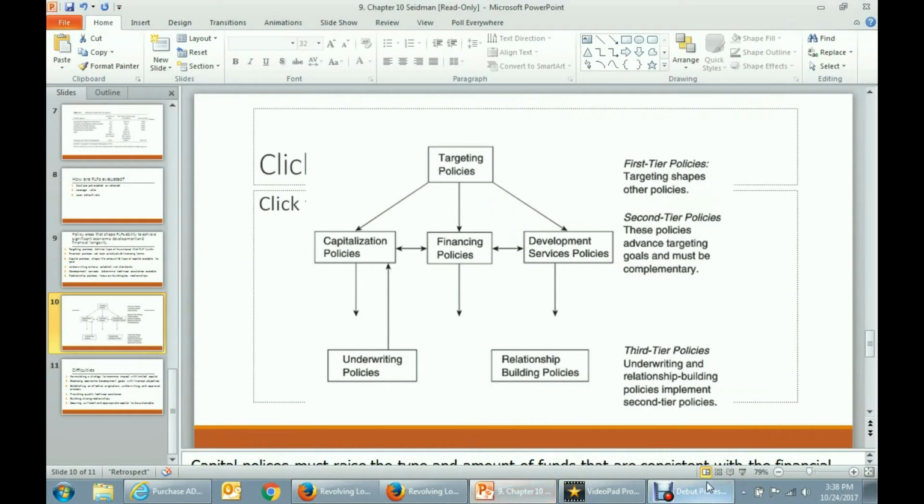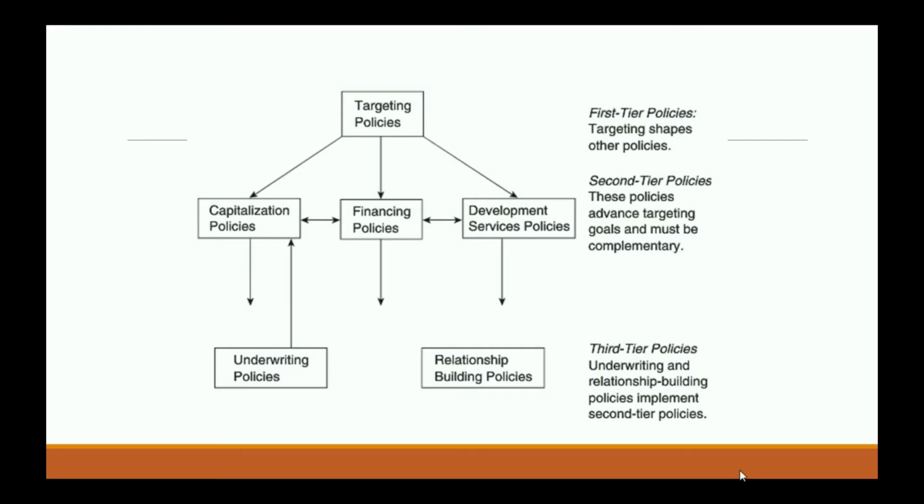And so how do these different policies work together? We have our first tier policies. These are our targeting policies. They're going to shape all of our others. Second tier, these policies advance targeting goals and are complementary. And then we have our third tier policies, underwriting and relationship building policies.